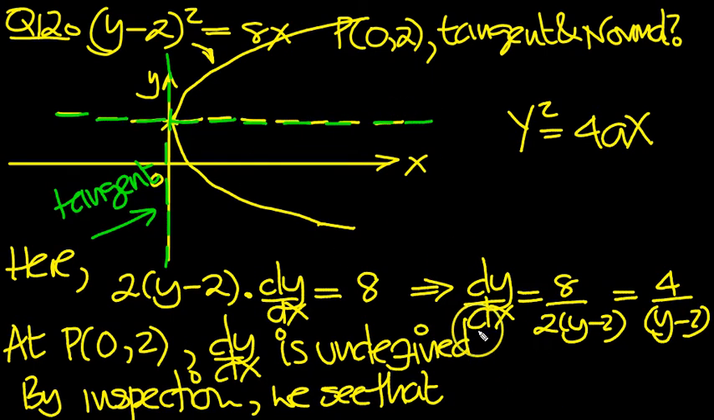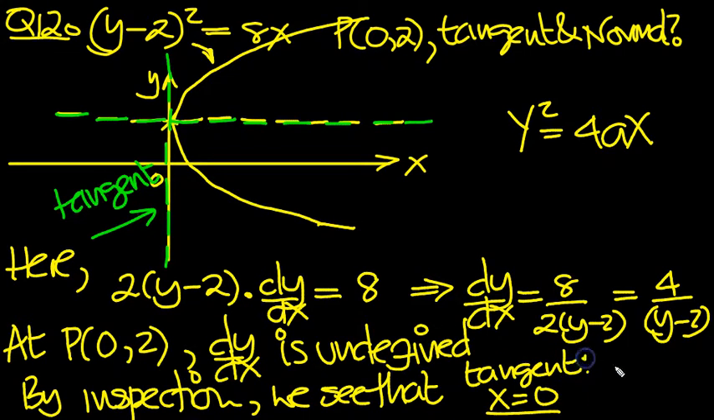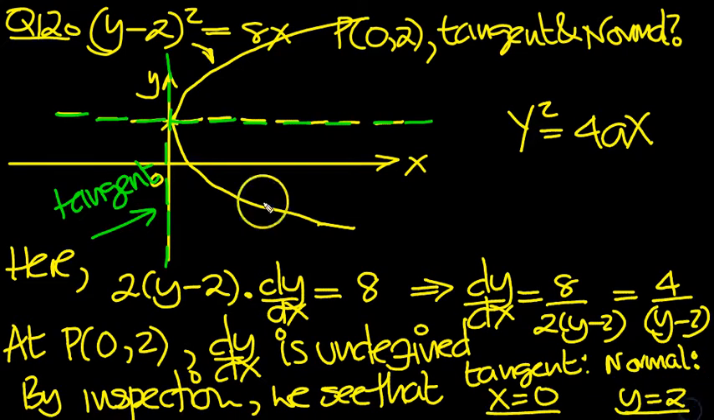So what have we got then? The tangent. I'll just squeeze it in down here. So the tangent is this line here, which is x equals 0. And the normal. And that would be y equals 2, wasn't it? Because that was that line there, was the normal. Okay, good.